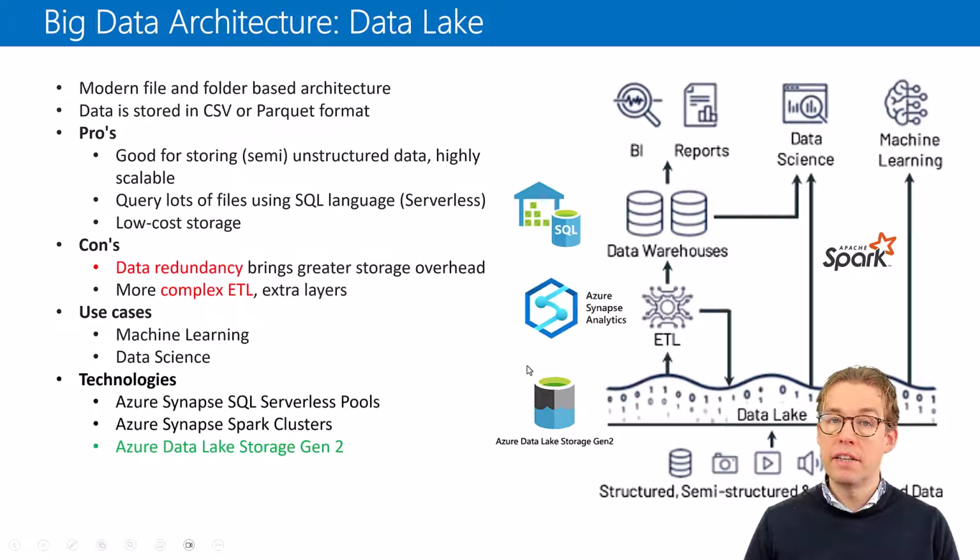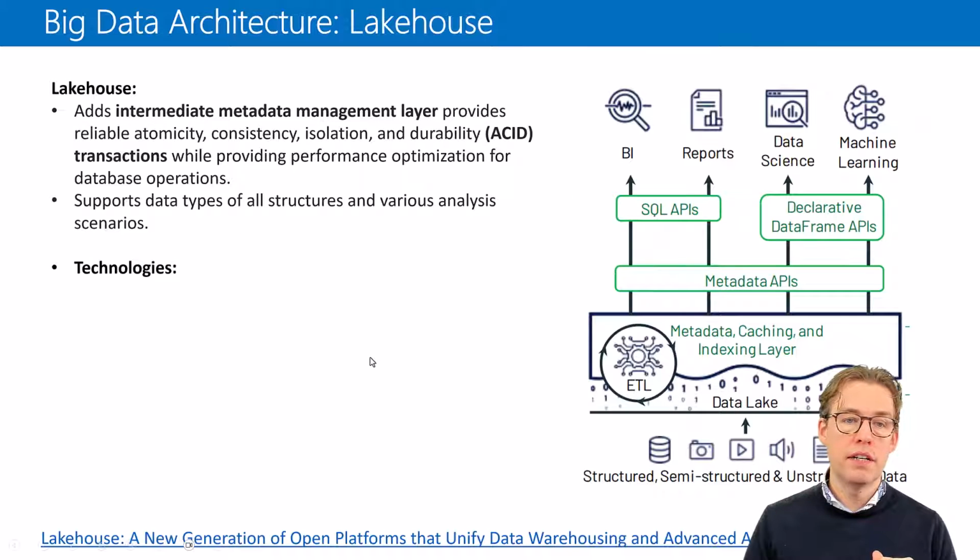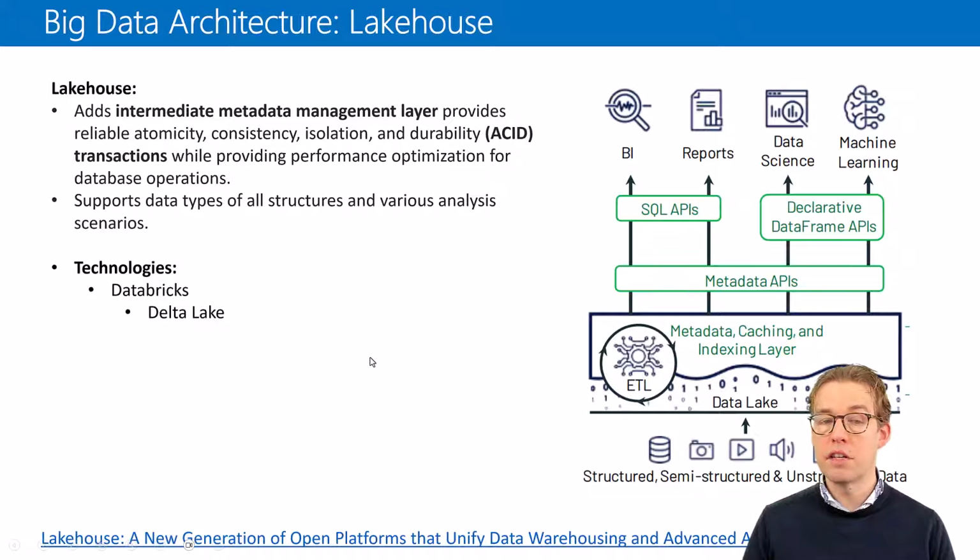Then along came the data lake, built on top of Azure Data Lake Storage Gen 2, basically blob storage with folders. That works pretty well for the data scientist, but then we have more complex ETL because we have a lot of data redundancy. So that's also not optimal. And a lot of times if you query on top of the data lake, the performance is rather poor. So what was introduced later by Databricks is called the Lakehouse, based on Delta Lake technology.